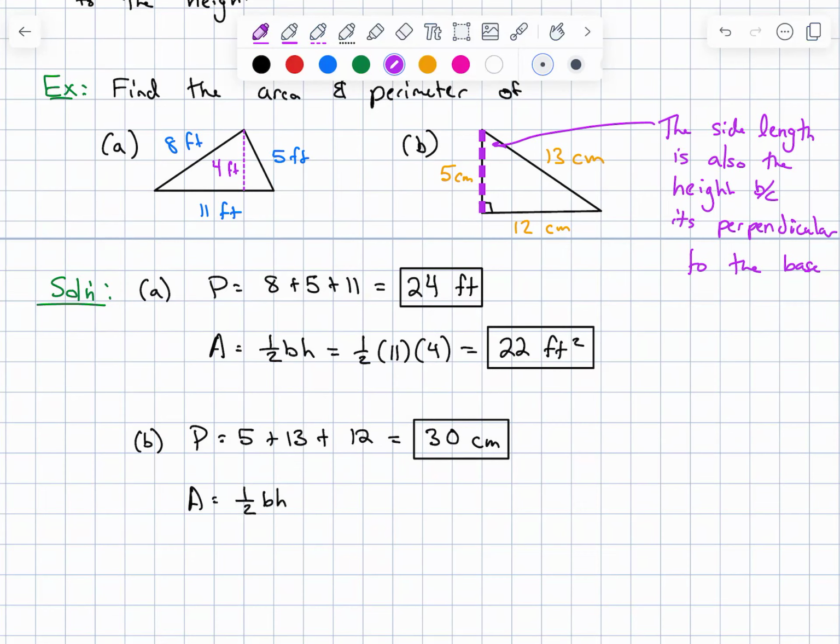So in order for it to be a height measurement, it needs to be perpendicular to one of the side lengths. In this case, it's perpendicular to the 12 centimeter side length, making it the height when you look at it that way. And right triangles are the only ones where one of their side lengths ends up being the height of the triangle as well. So 1/2 the base times the height, which is 5, which will be, once again, 30, strangely enough, 30 centimeters squared.